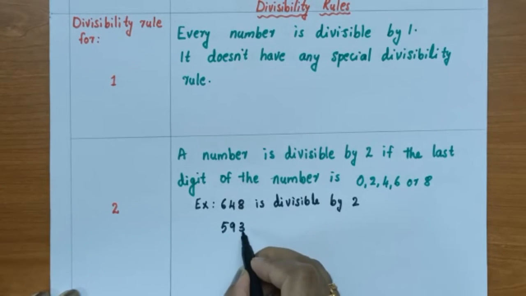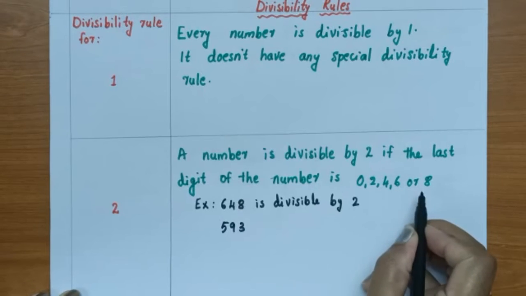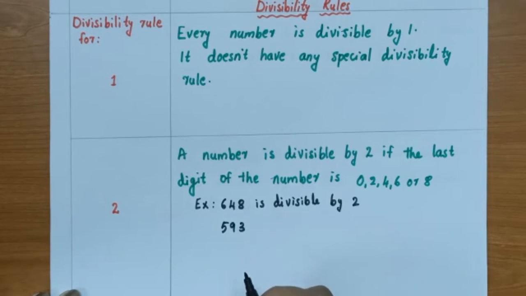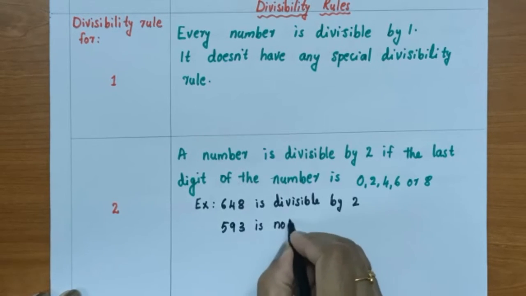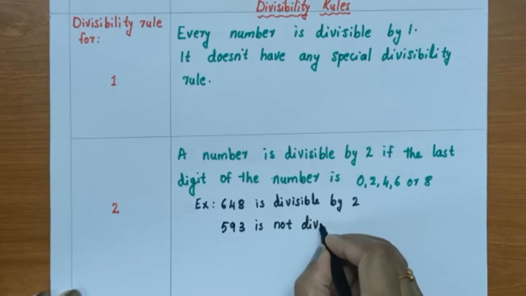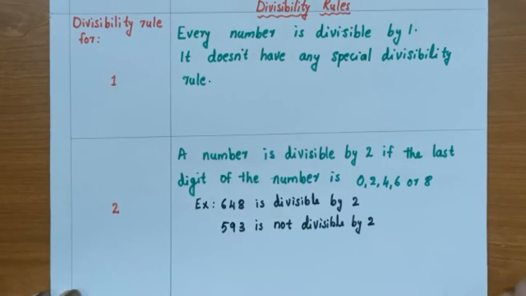593. Here the last digit is 3. When the last digit is 0, 2, 4, 6 or 8, it is divisible by 2. But here it is 3. That means 593 is not divisible by 2.